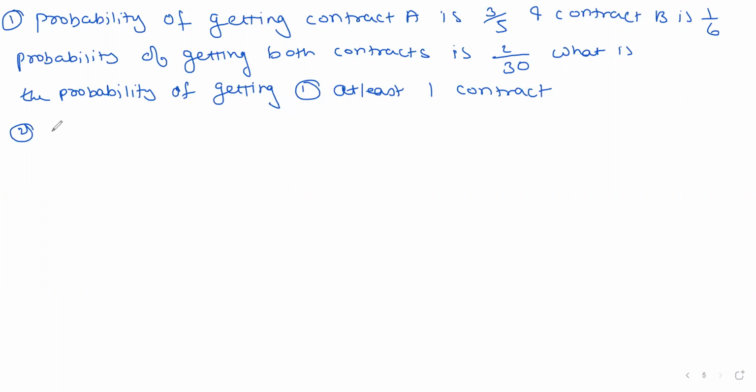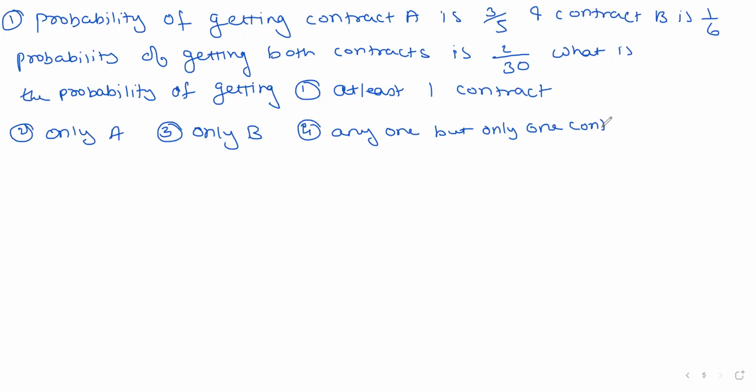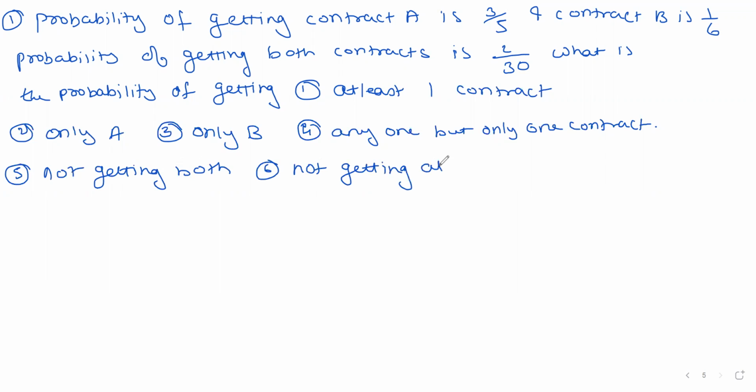Second, only A, only B, anyone but only one contract. Not getting both, not getting at least one of the both.